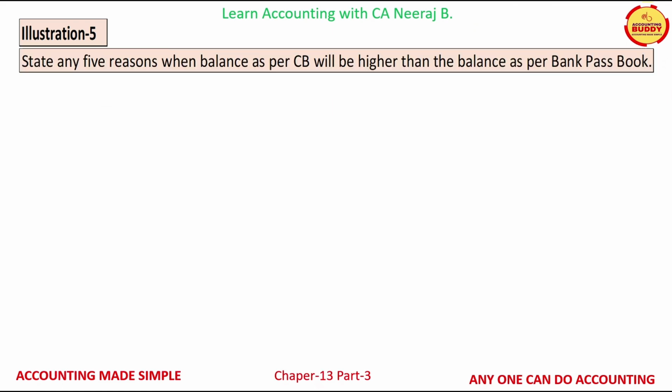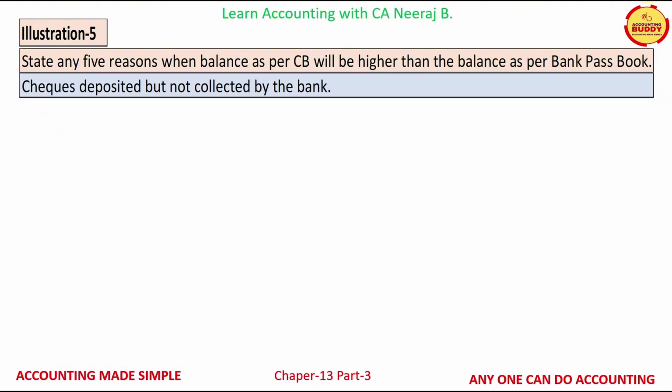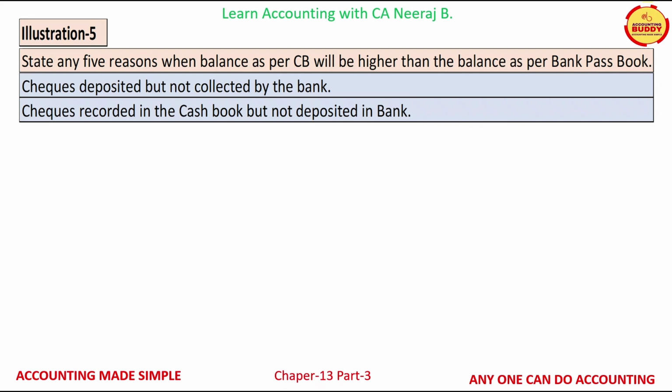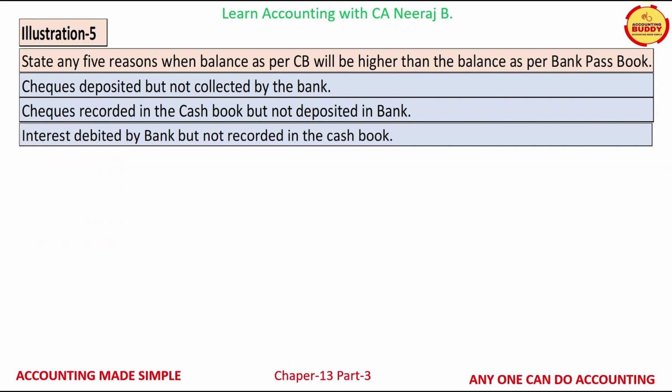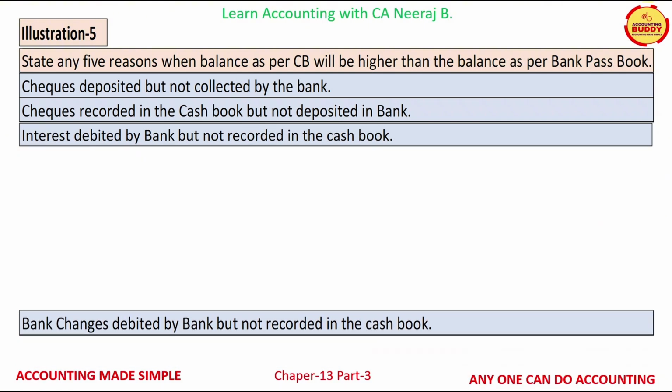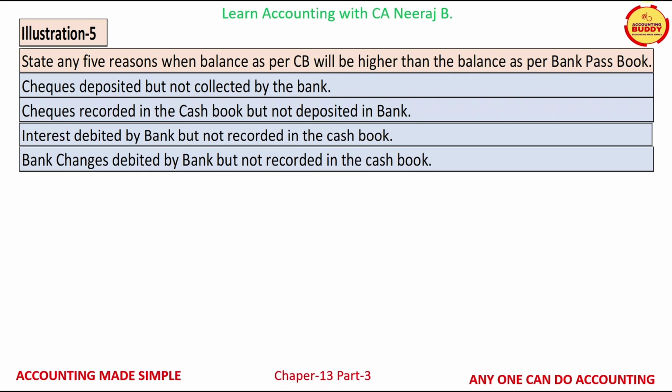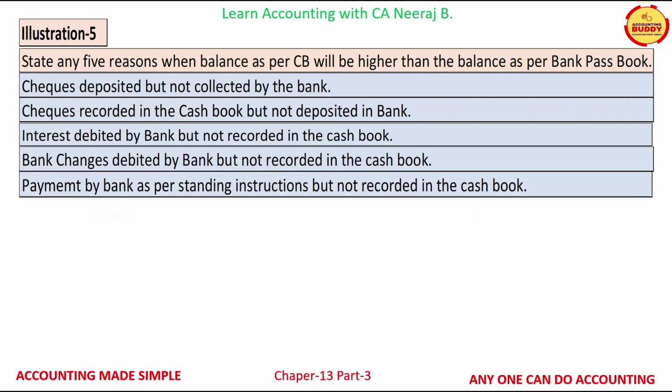State any 5 reasons when the balance as per cash book will be higher than the balance as per bank passbook. Reason number 1 is checks deposited but not collected by the bank. Reason 2 is the checks recorded in the cash book but not deposited in the bank. Number 3 is the interest debited by the bank but not recorded in the cash book. Number 4 is the bank charges debited by the bank but not recorded in the cash book. And number 5 is payments made by the bank as per standing instructions but not recorded in the cash book.